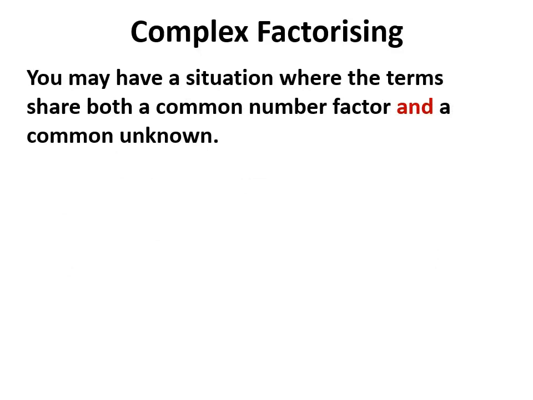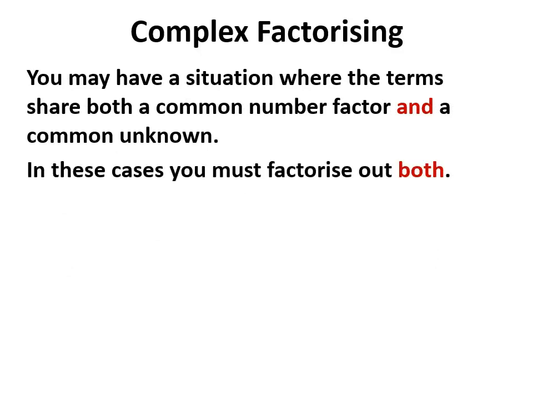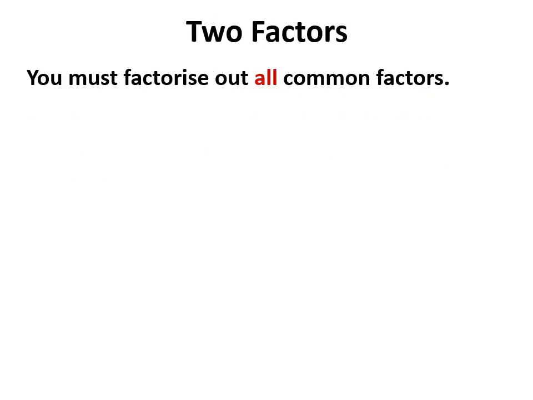Sometimes we'll have a common number factor and a common unknown. If that's the case, we must factorize out both. Let's have a look at a few situations. So we have 3x squared plus 9x. Looking at that, we see that 3 and 9 share a common factor, and x squared and x share a common factor, so we factorize out both of those, both the 3 and the x.